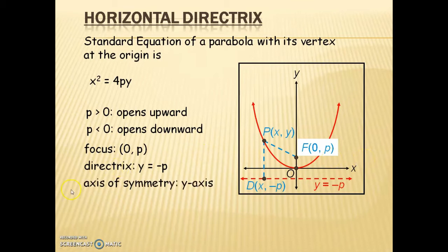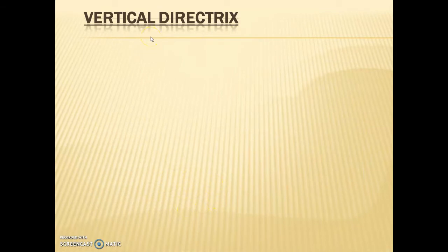Last, the axis of symmetry. For horizontal directrix, it is the y-axis, because the axis of symmetry is always perpendicular to the line of the directrix. Remember, if we have a parabola whose vertex is at the origin and it opens upward or downward, the axis of symmetry is always the y-axis. Remember that. So let's talk about vertical directrix.